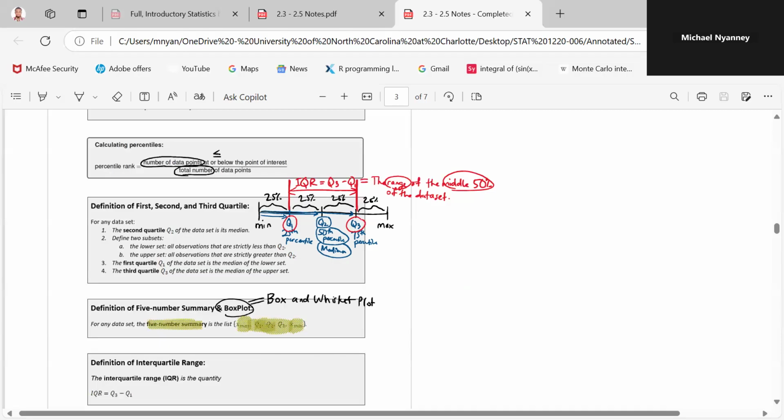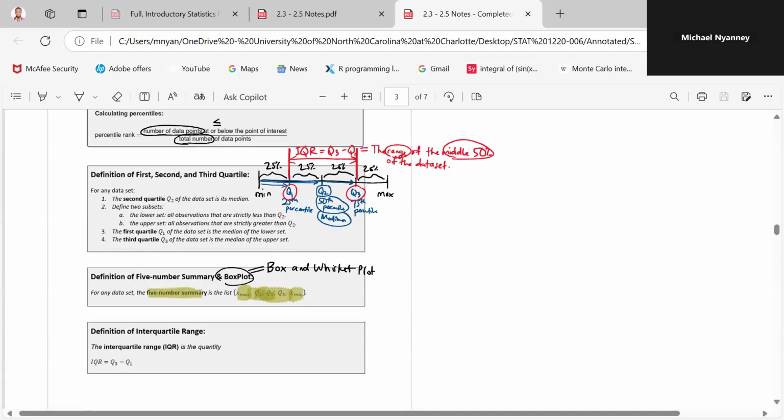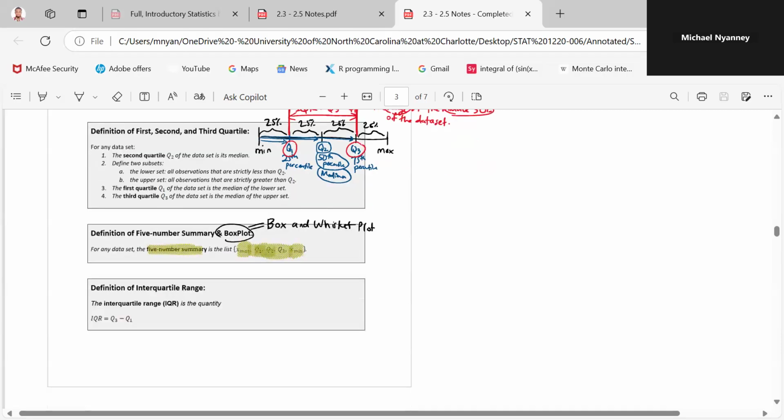All right. Now to the 5-number summary. We know how to find the minimum of our data points. We know the maximum of our data points. And now we also know how to find Q1, Q2, and Q3. If you put these 5 numbers together, we get our 5-number summary. Okay, and we are going to use that to plot our box and whisker plots.